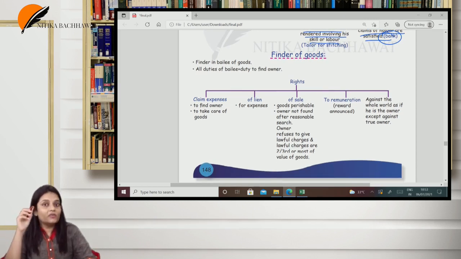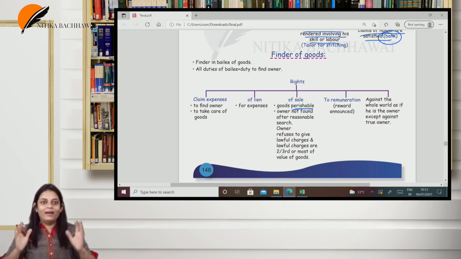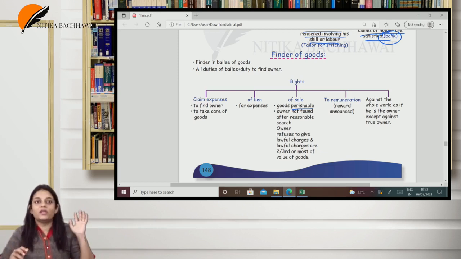He has a right of sale. This you have also done. If the goods are perishable, let us say you find one dozen oranges or one dozen eggs, will you keep it and return it to the owner? Nothing will be left to return to the owner, only some rotten juices will be left. So if the goods are perishable, it's preferable you sell off the goods.